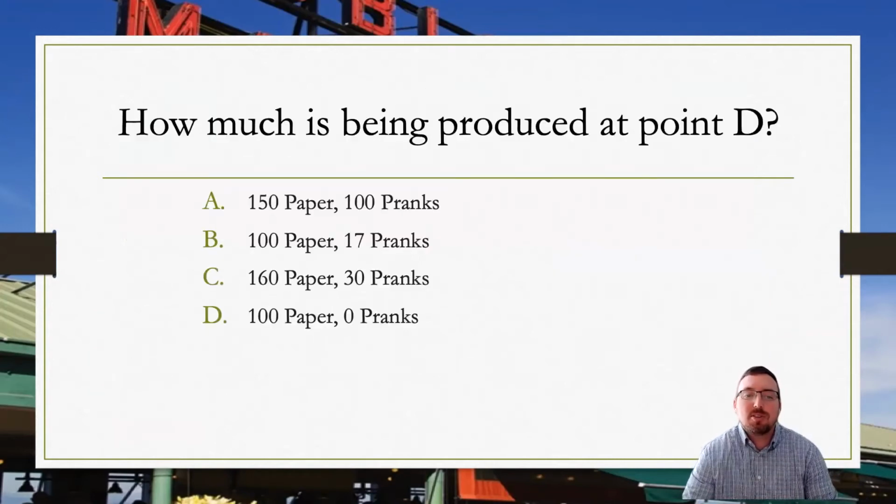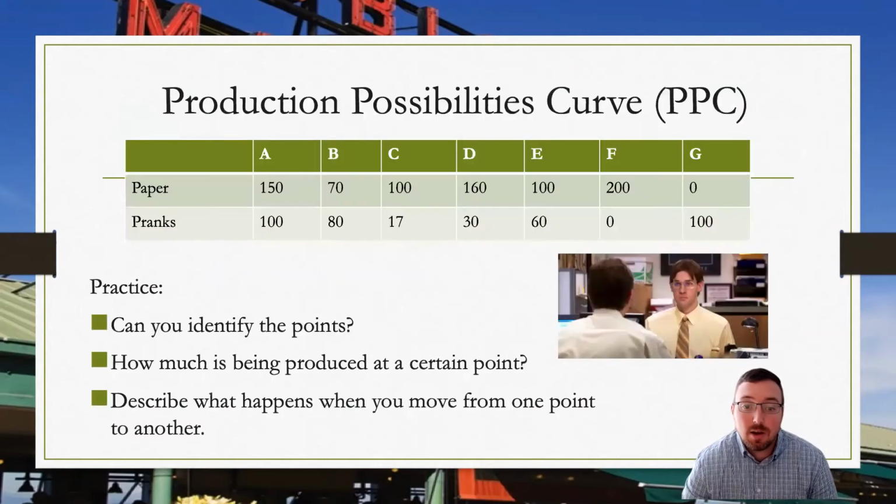How much is being produced at point D? All right, so I don't have the curve in front of me, but if we look here, we should be able to go to the point and see that we have 160, again, we could call this reams of paper, and 30 pranks here. Again, this example comes from The Office, right? So if you're an Office fan, hopefully you enjoy this example. Some little background here in The Office, if you're not familiar. You've got Jim Halpert and Dwight Schrute both work at Dunder Mifflin Paper Company.